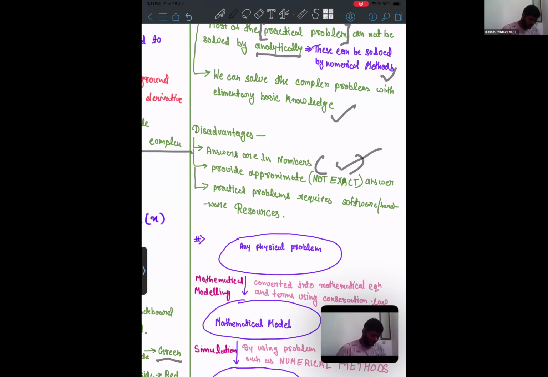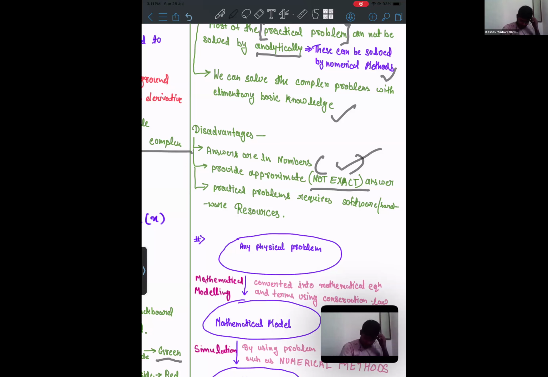Okay. And second disadvantage of numerical method is that it is not exact. It will always give some approximate answer. By approximate, I mean suppose you have answer 10, but it will give an answer close to 10, but not exactly 10. So as an engineer, we want to find the solution as close as possible by using numerical method.